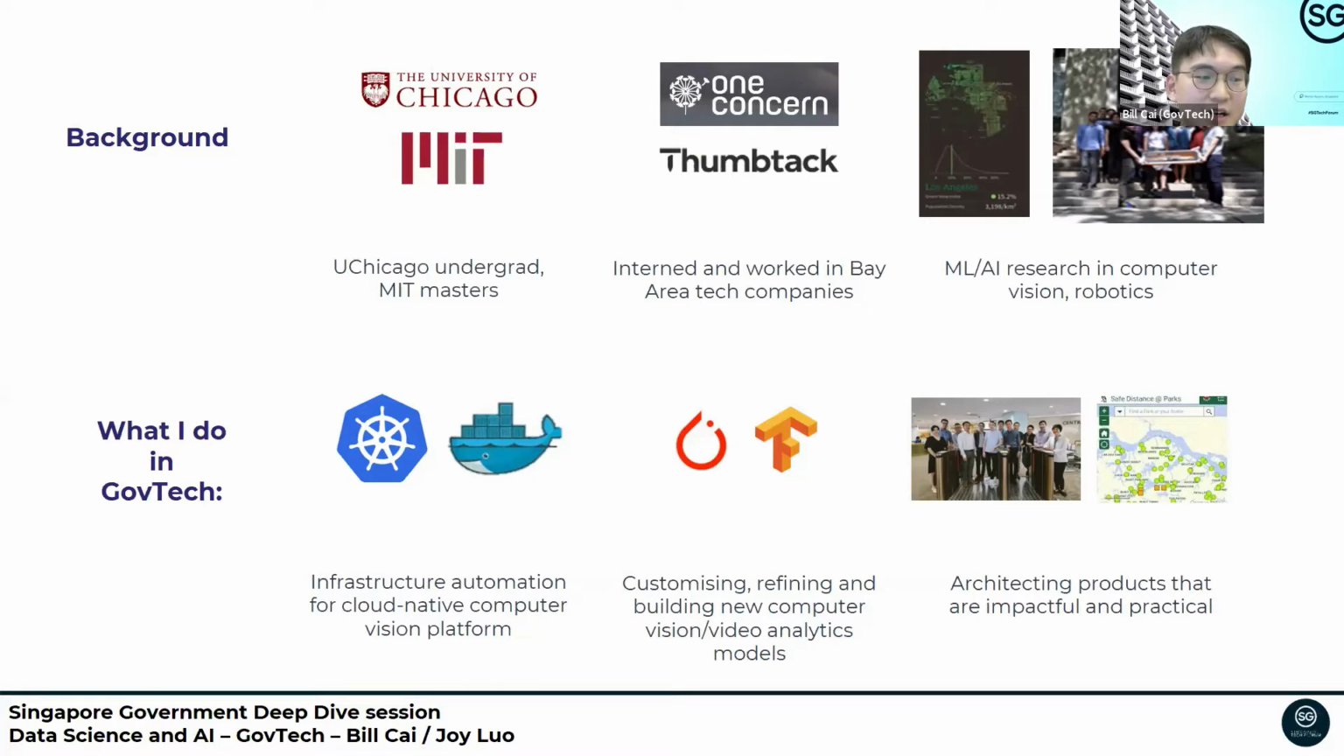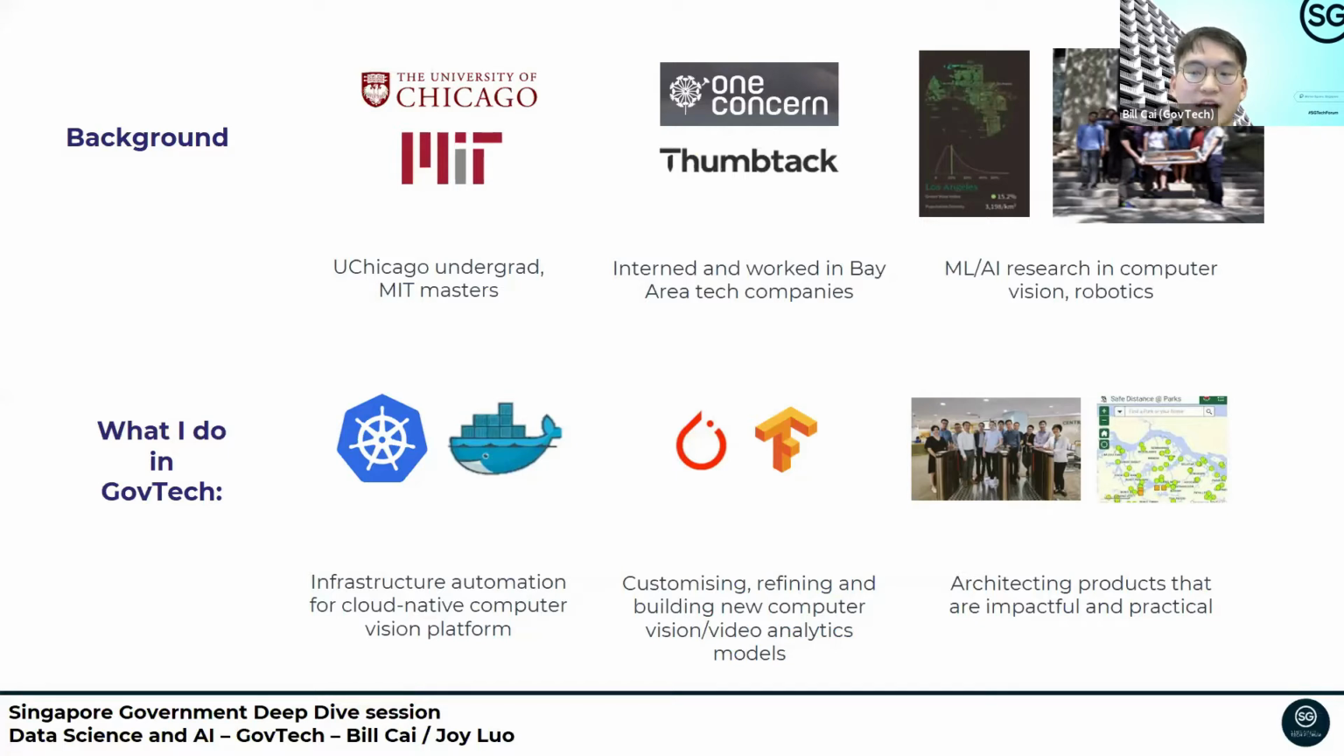So my role in GovTech, broadly, I do three things. I manage, write, and design infrastructure for a cloud-native computer vision platform that we are building to enable diverse use cases that my team supports. So the agencies can use computer vision to automate a lot of the manual work that they do.